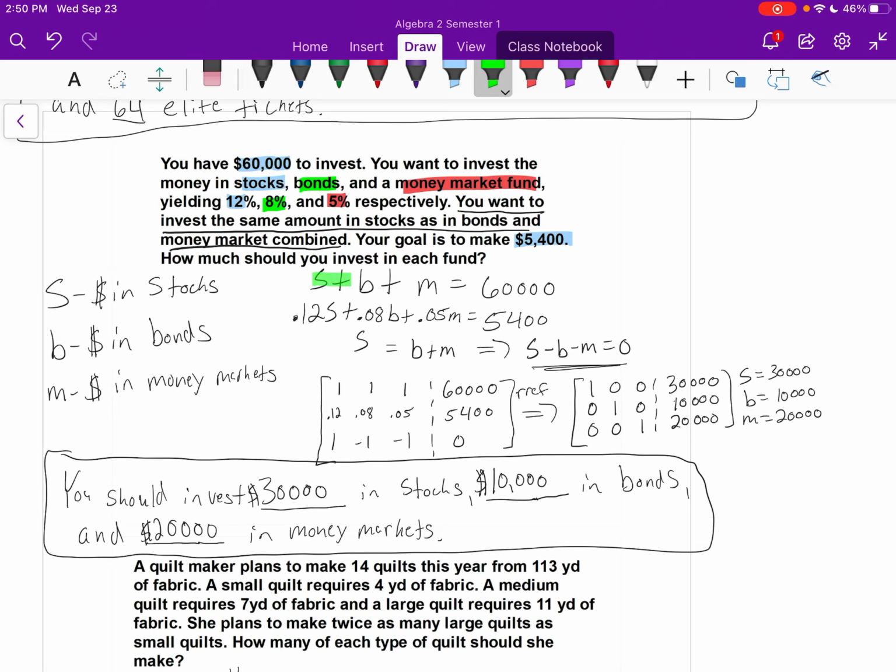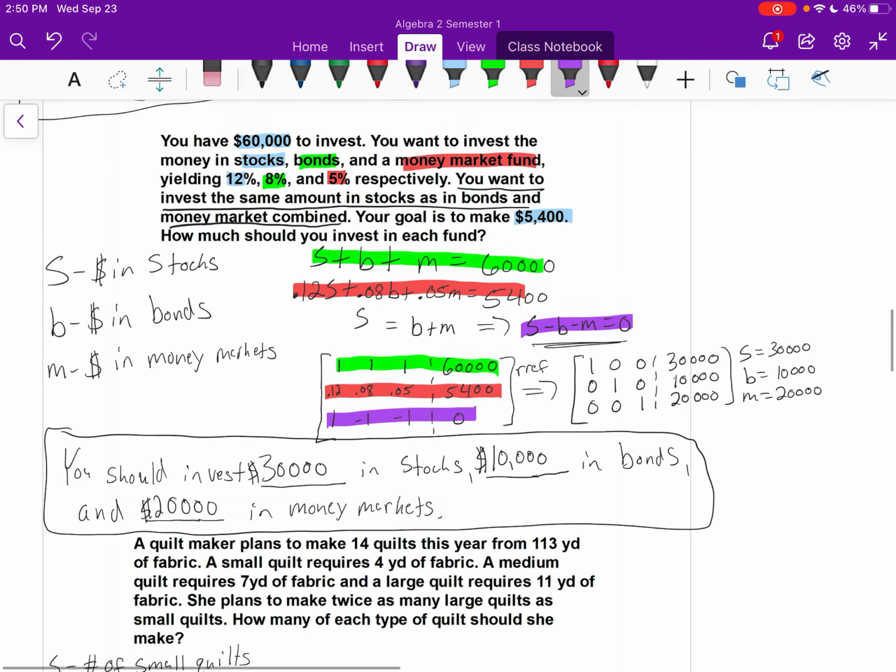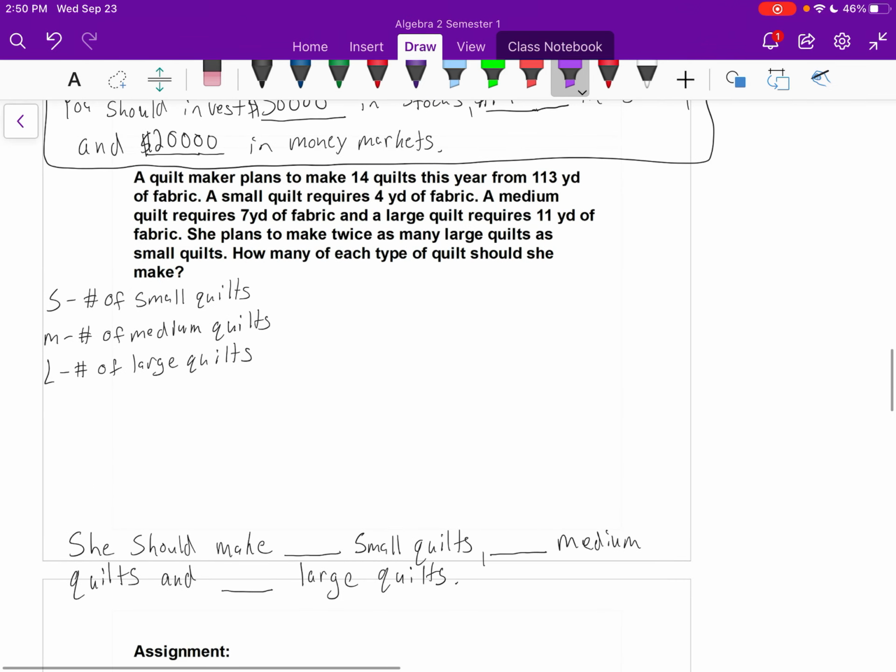And again, I'll just highlight this. When we make our augmented matrix, there's the first equation, there's the second equation, and then finally that third equation. Okay, last one then.